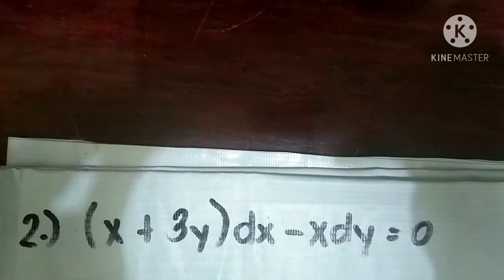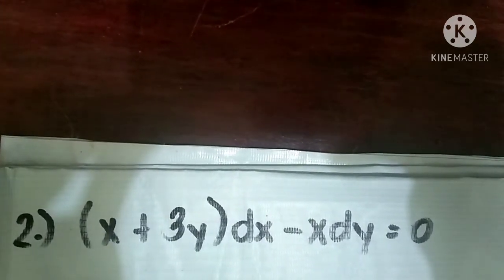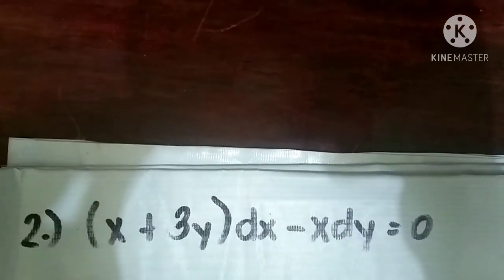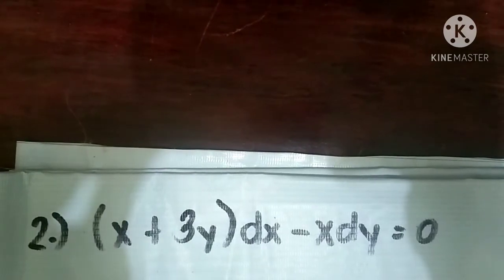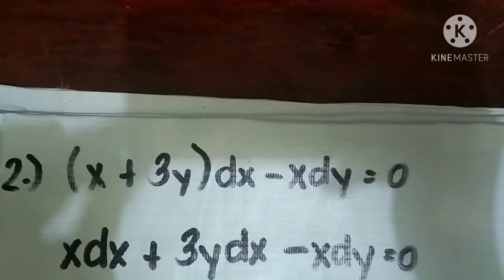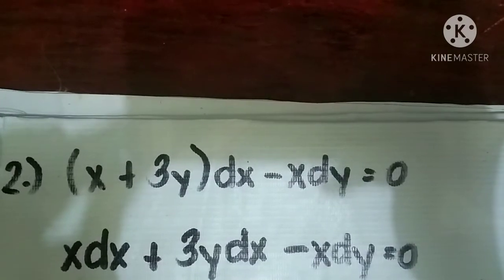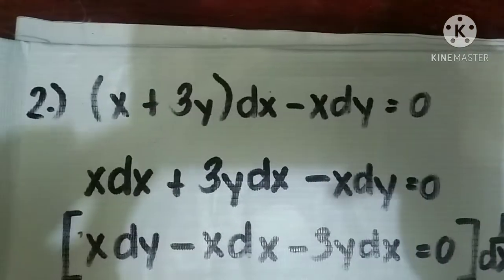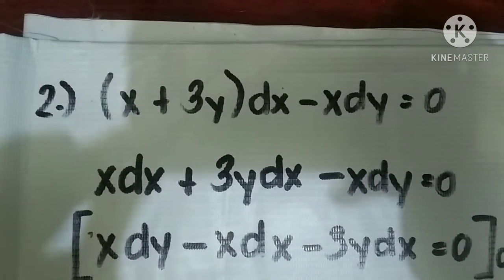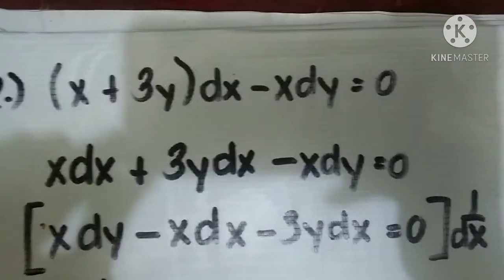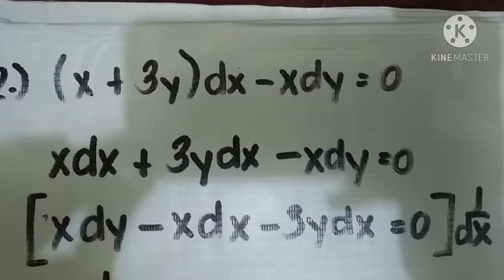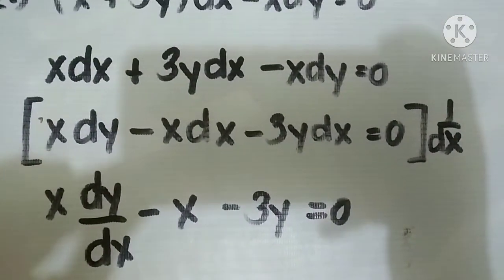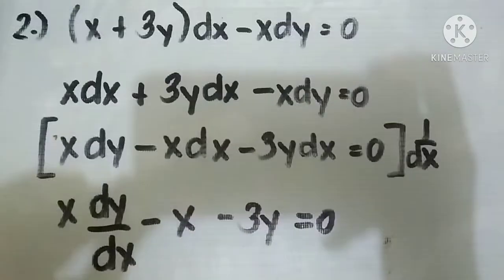Example number 2: we have (x plus 3y) dx minus x dy equals 0. Since we cannot identify what the dependent variable is here, we distribute dx. So we will have x dx plus 3y dx minus x dy equals 0. Then we arrange this. We then have x dy minus x dx minus 3y dx equals 0. We will then divide this by dx. So we will have x dy over dx minus x minus 3y equals 0.